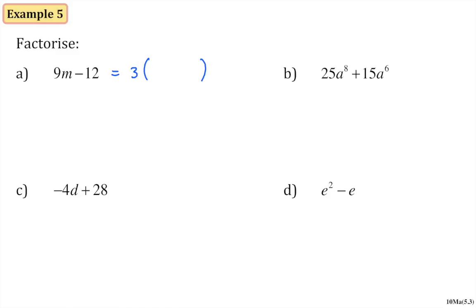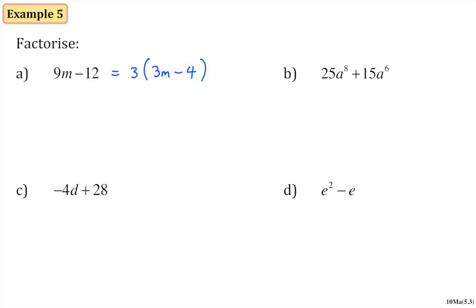Now when I look at this, how many times did that 3 go into 9? Well, 3 times 3 is 9, so 3 went into 9 3 times. There's still an M there. How many times does this 3 go into 12? Well, 3 goes into 12 4 times because 3 4s are 12. And there is a minus sign in the question, so it's minus 4. You can do a quick check. 3 times 3M is 9M. And 3 times negative 4, negative 12.